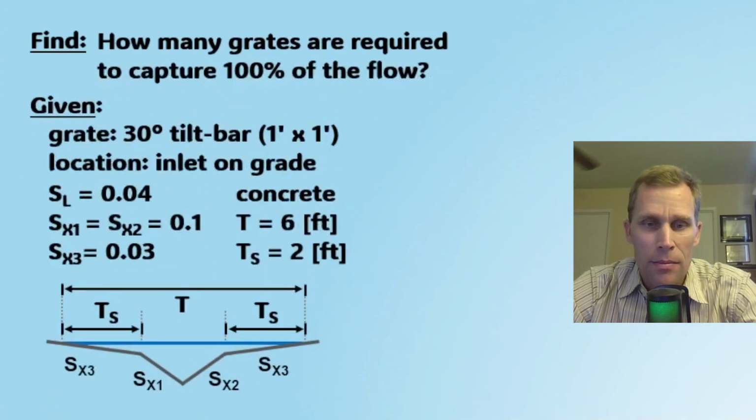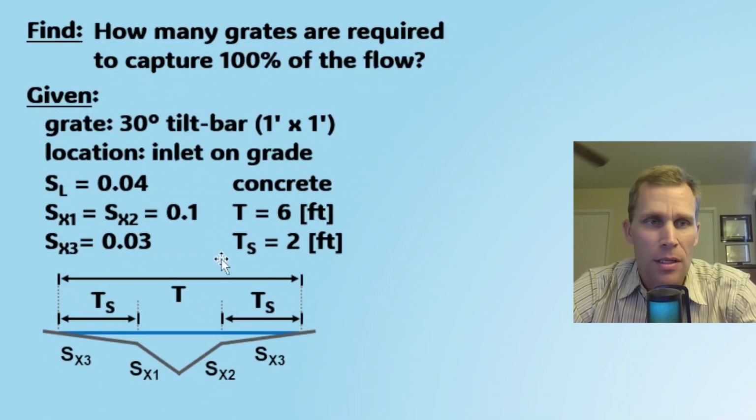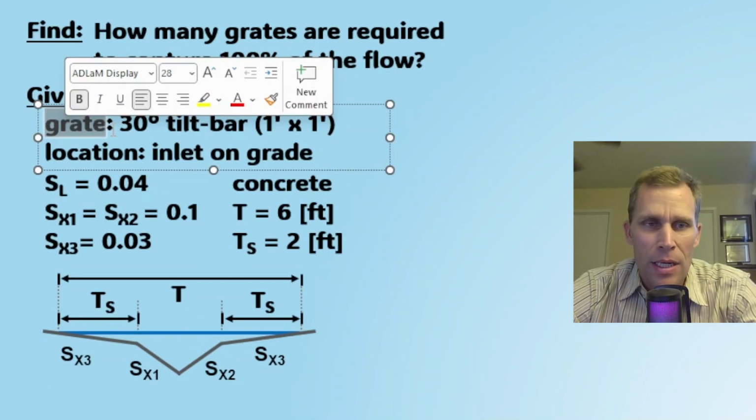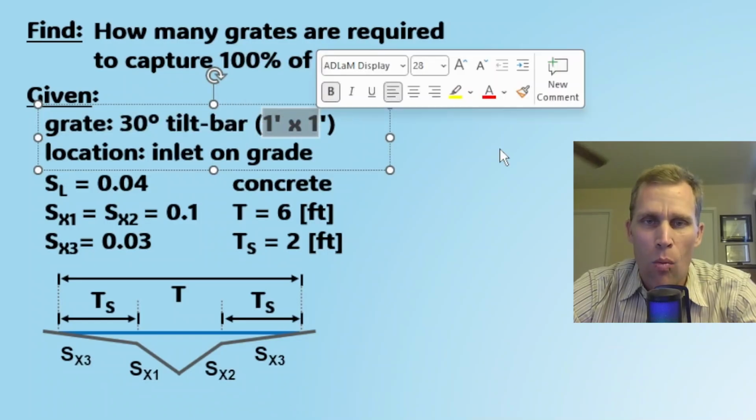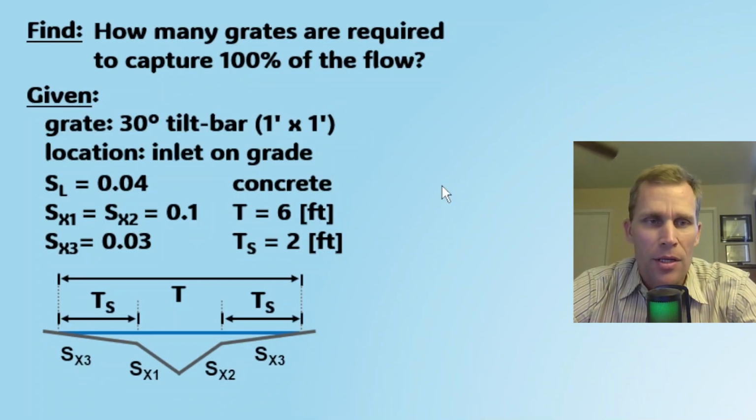And I'll bring up my problem statement to the screen right here. The question asks to find how many grates are required to capture 100% of the flow. And as you can see here in the diagram, we have a median ditch with some dimensions. So we need to capture that flow using this particular grate. It's the 30% tilt bar grate, only 1 foot by 1 foot. So that's going to be part of the issue.